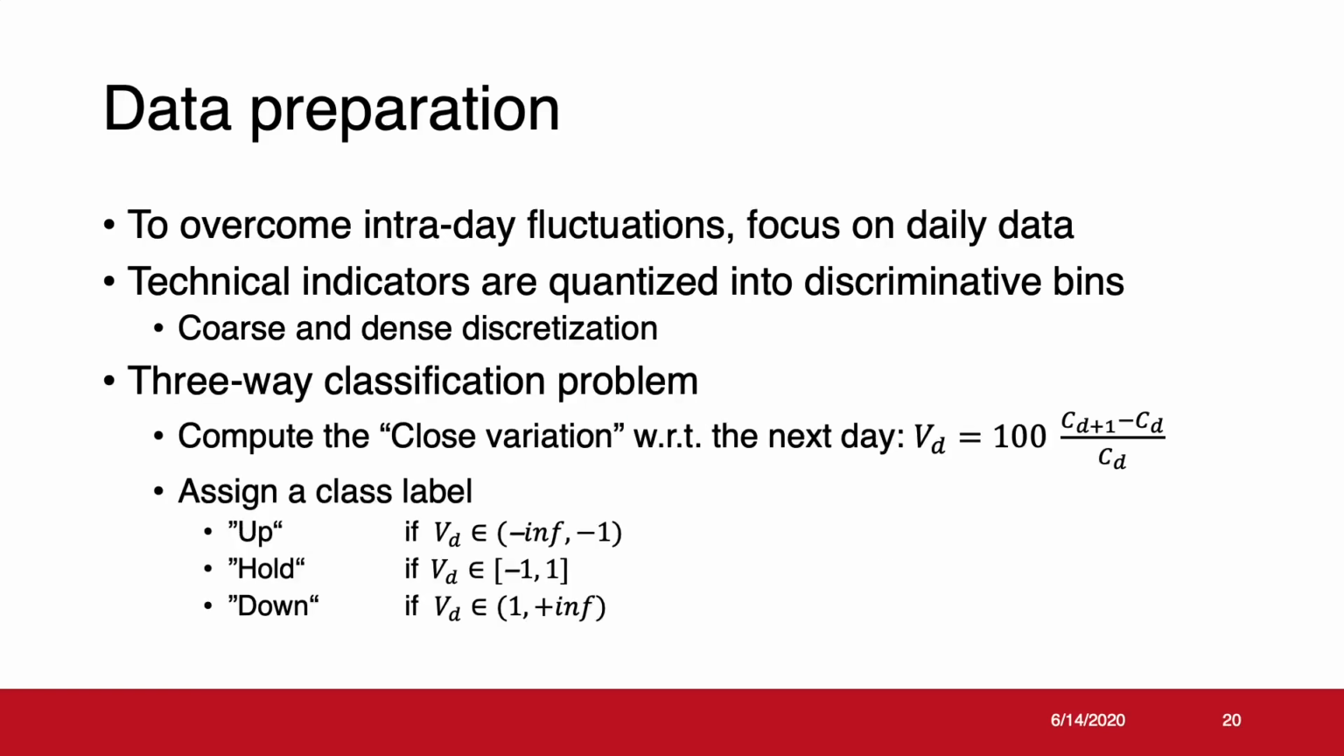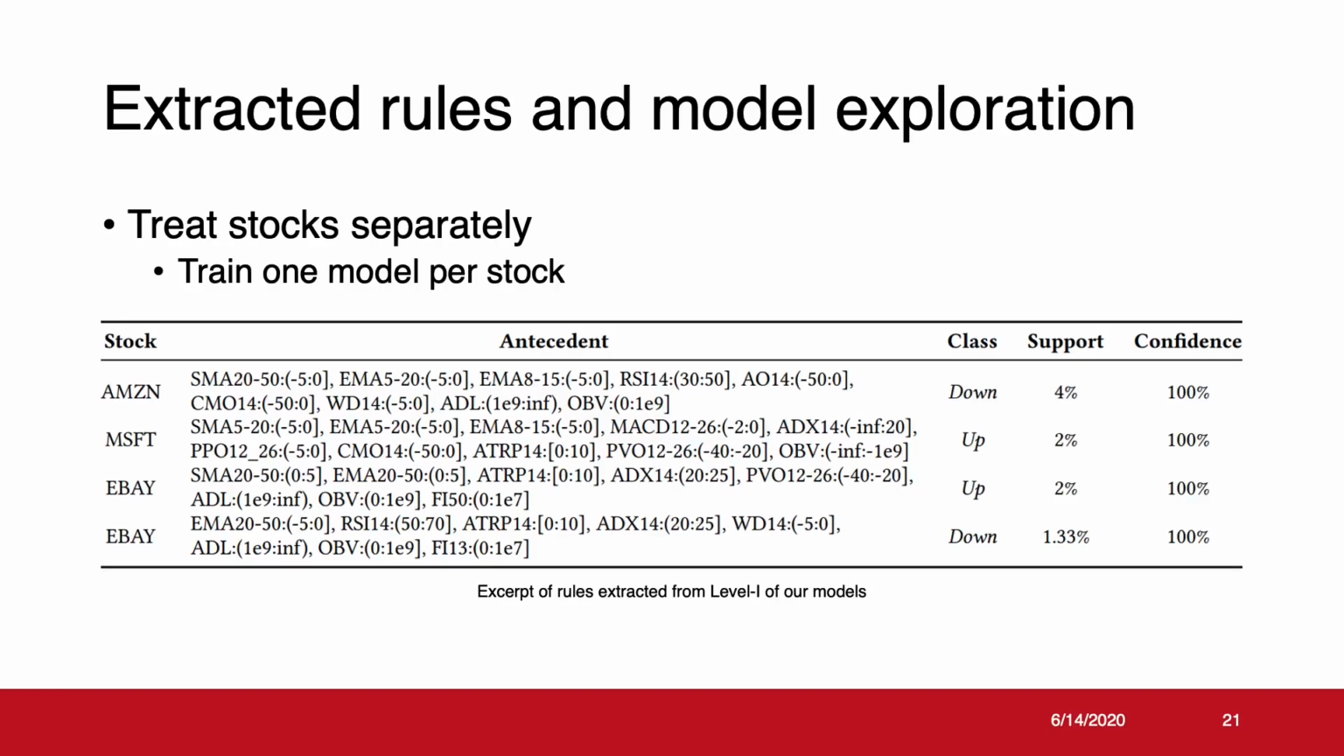For what concerns the class label, we compute the close percentage variation with respect to the next day, and we assign the up or down labels if it goes above or below a given threshold, respectively. In our experiments, this threshold is set to 1%. The preparation stage is applied for each stock separately, and one model each is extracted. The following is an excerpt of rules extracted from level 1 in our experiments.